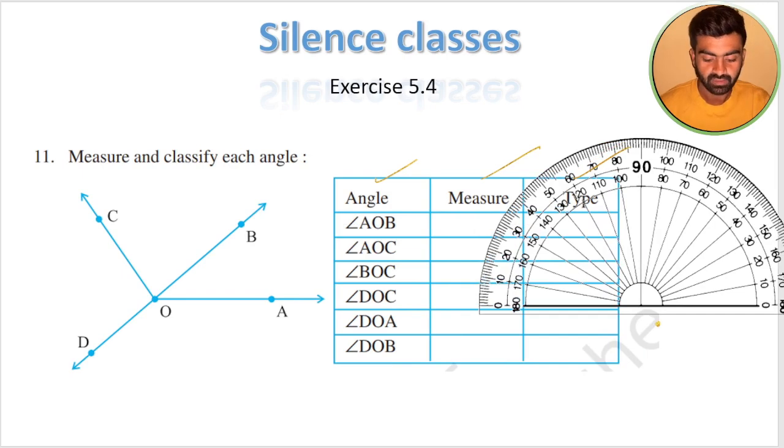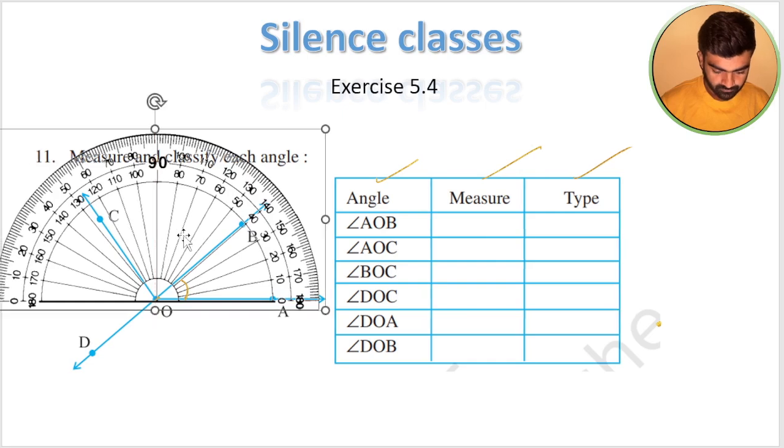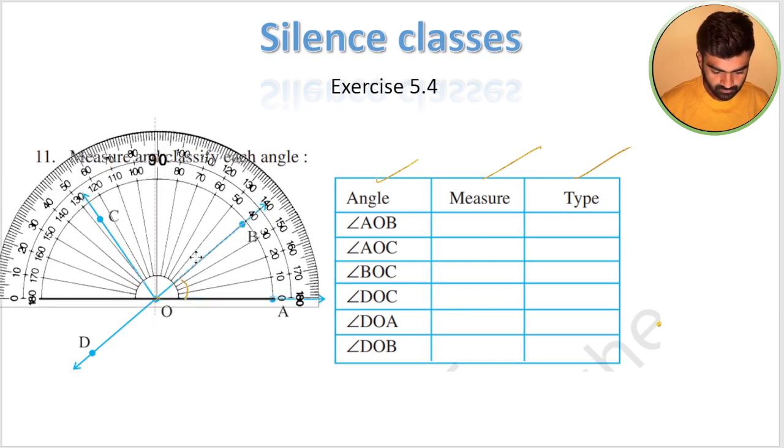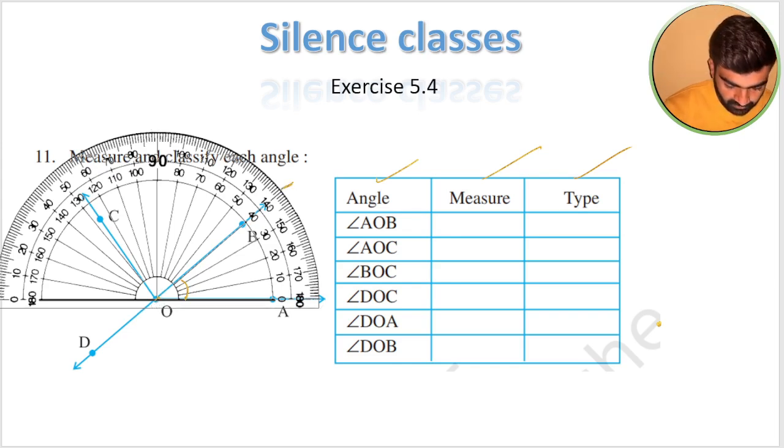Now the angle is angle AOB. Let's find out this angle first. AOB means we are talking about this particular angle. So I will place this particular point over here, like this. Yes, okay. So AOB, you can check it out. This line is exactly at 40 degrees. We count 0, 10, 20, 30, and 40. So the measure is 40 degrees.